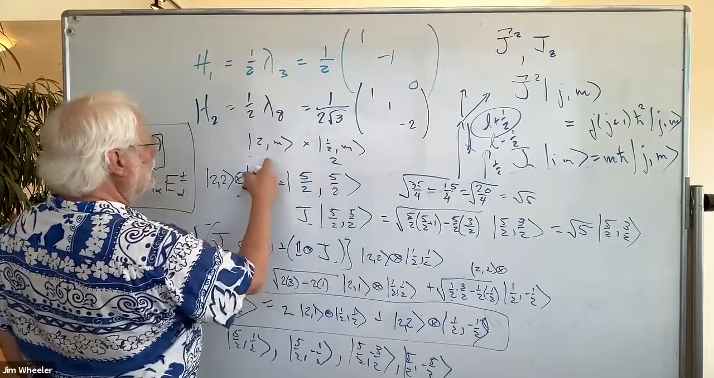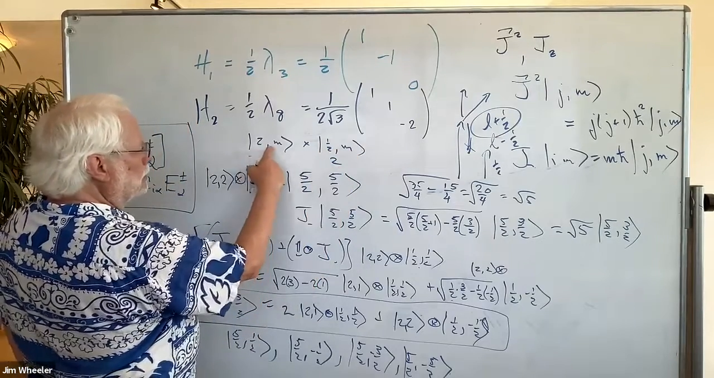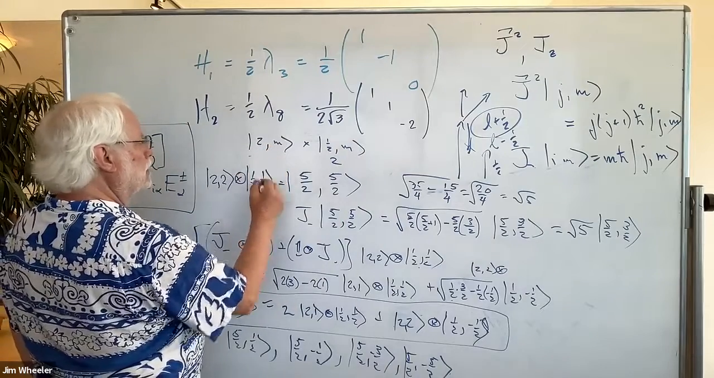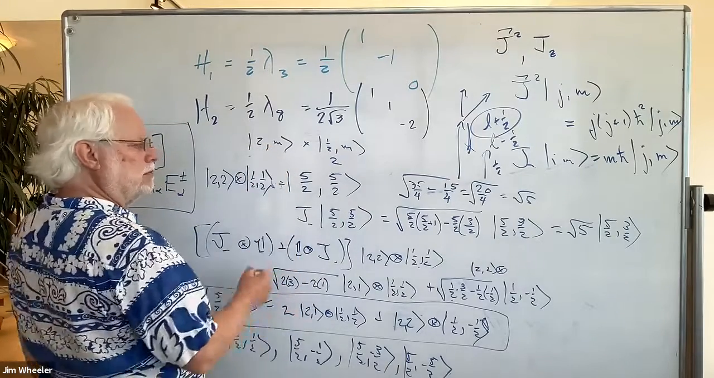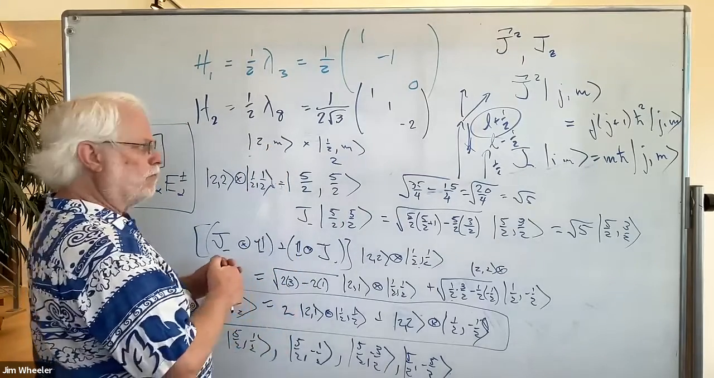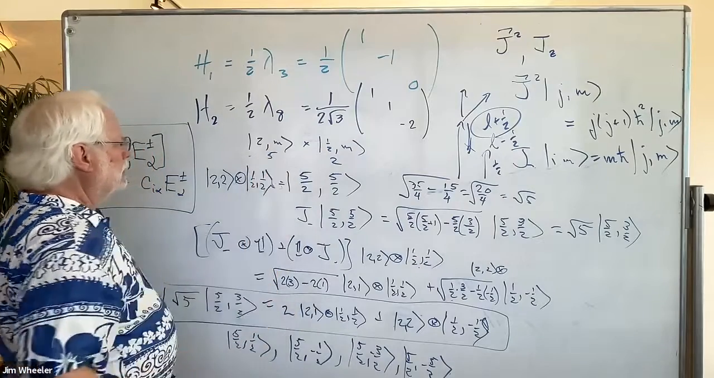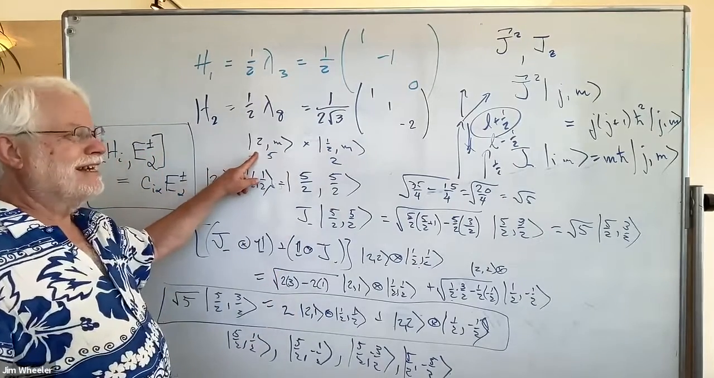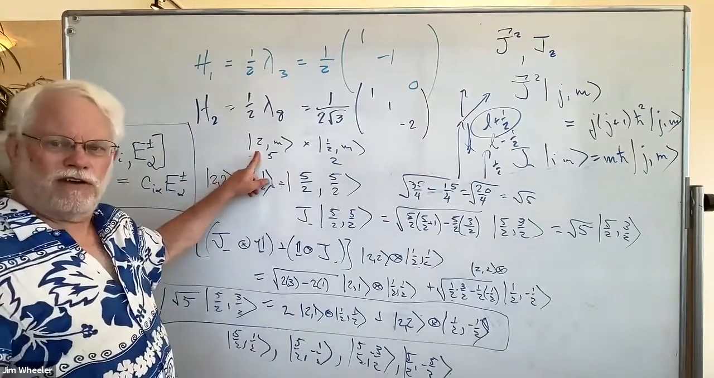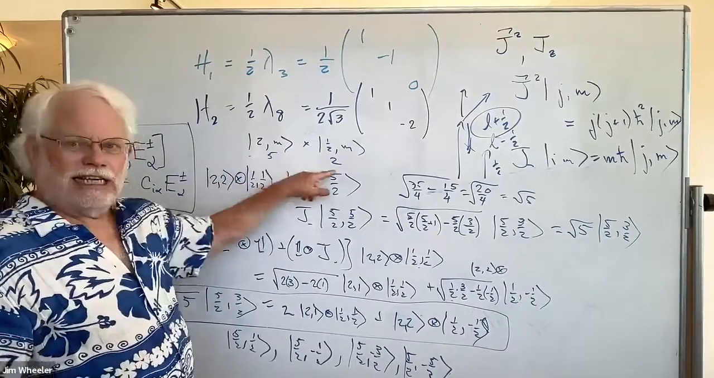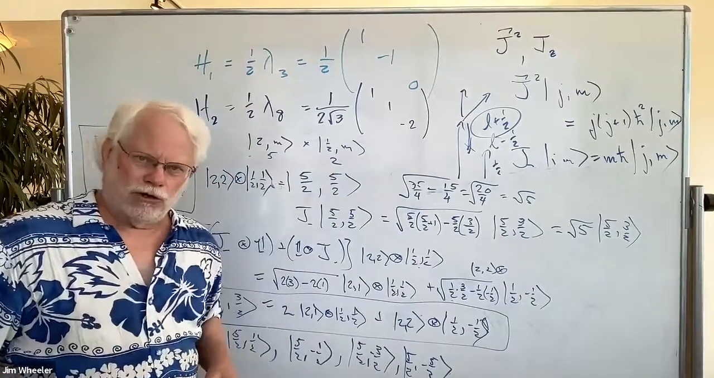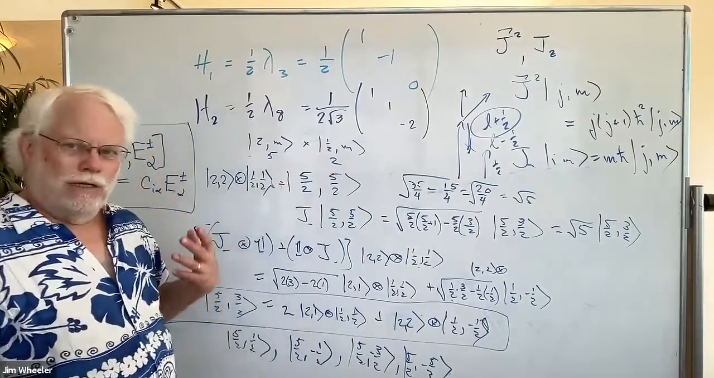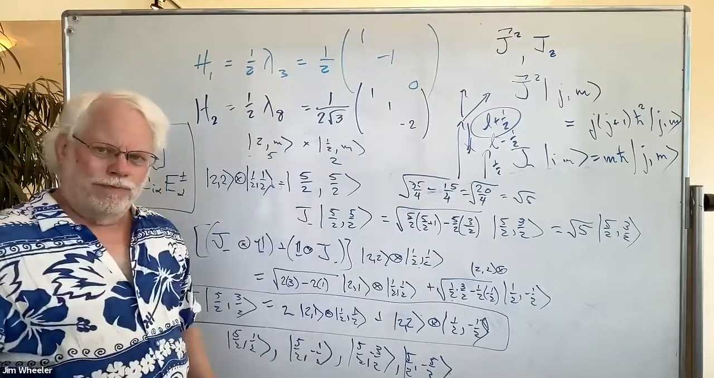There are 2 of these, and there are 2j plus 1. What's 2j plus 1 for 5? There are 5 of these. Is that right? Yeah, minus 2 up to plus 2 is 5 states. So there are 10 states altogether. So we don't have them all yet. So this gave us 6 of them.